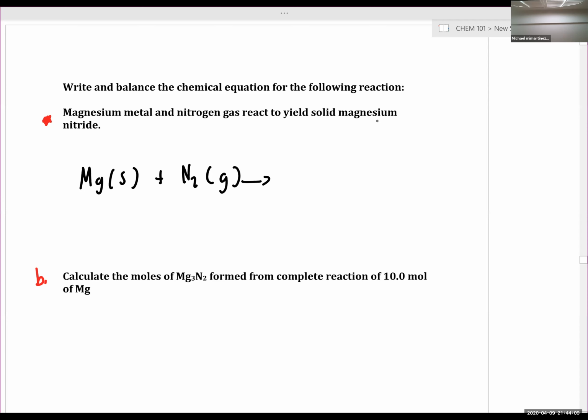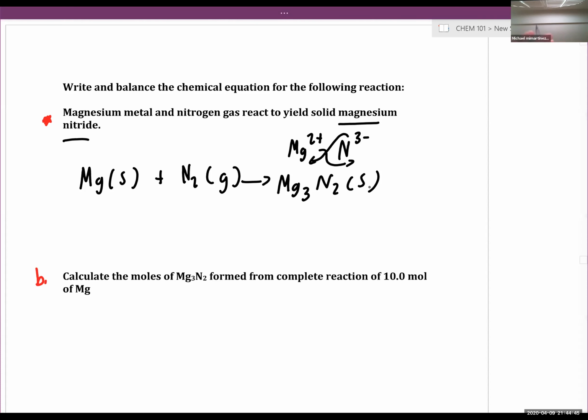And then for magnesium nitride, let's talk a little about this. Magnesium has a 2+ charge. What's the formula of nitride? What is nitride? Nitride, not nitrogen. Nitride is N3-. So it's the nitrogen anion. We then cross our charges, and that gives us Mg3N2 solid.